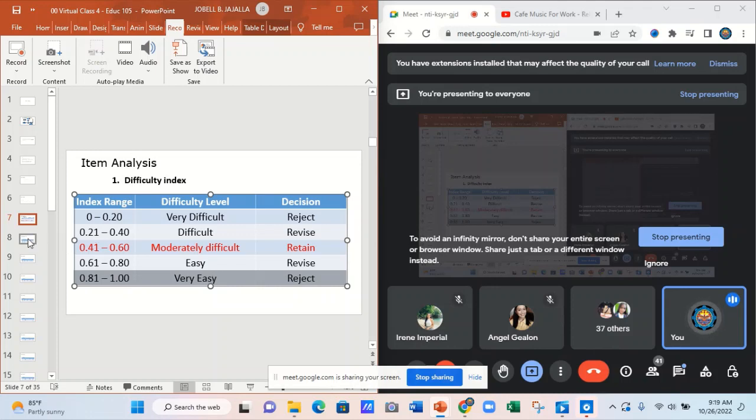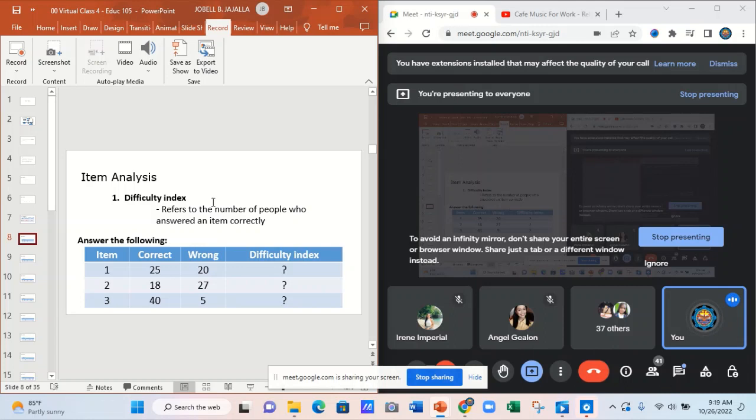And then, what else? Here is a sample class. Here is a sample problem. Okay, so I would like to call 3 persons to try to solve. So again, the formula is total number of students who got the item right over the total number of students who answered the particular item. So who would like to answer item number 1, item number 2, and then item number 3? Calling volunteers from the group.